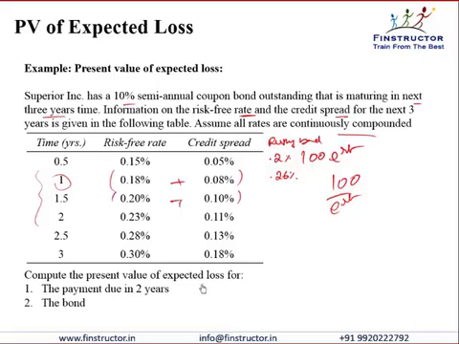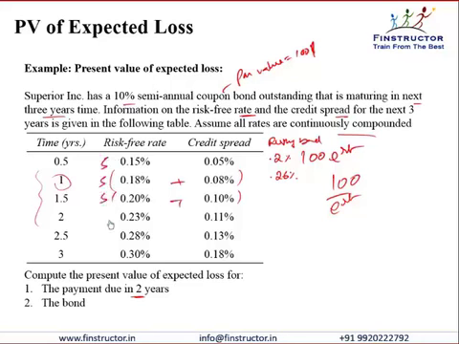Compute the present value of expected loss for the payment due in 2 years and second for the entire bond. Now, if it is a 10% semi-annual coupon bond, par value is not given. Let's assume the par value is equal to $100. Generally, par value will always be 100 or 1000. So assuming the par value is 100, what is the payment due every 6 months?